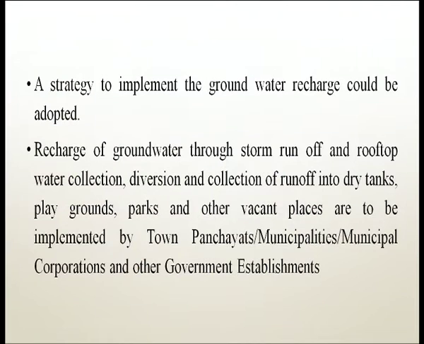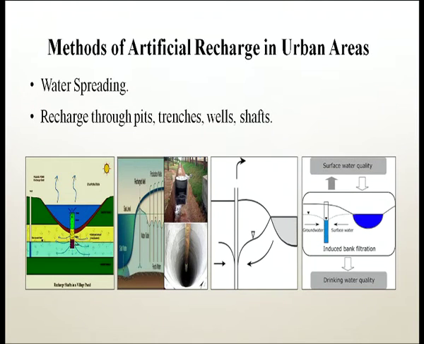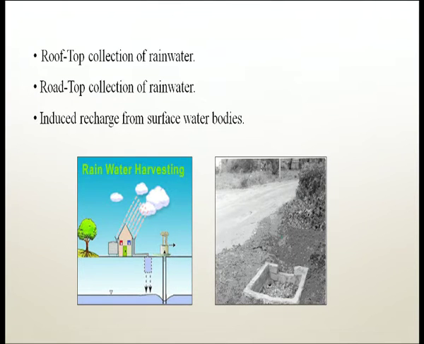A strategy to implement groundwater recharge could be adopted. Recharge of groundwater through storm runoff and rooftop water collection, diversion and collection of runoff into dry tanks, playgrounds, parks and other vacant places are to be implemented by town panchayats, municipalities, municipal corporations and other government establishments. We will read methods of artificial recharge in urban areas, that is water spreading, recharge through pits, trenches, wells and shafts, rooftop collection of rainwater, road top collection of rainwater, and induced recharge from surface water bodies.